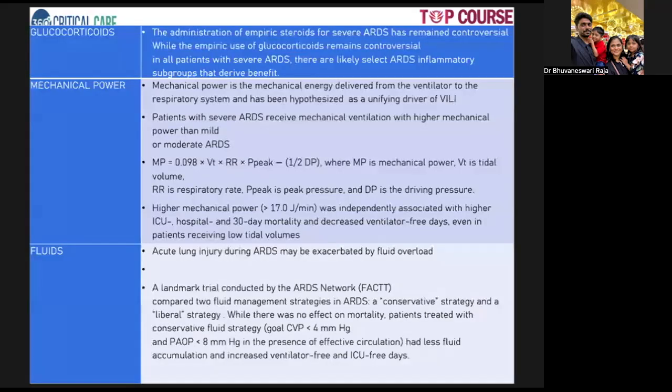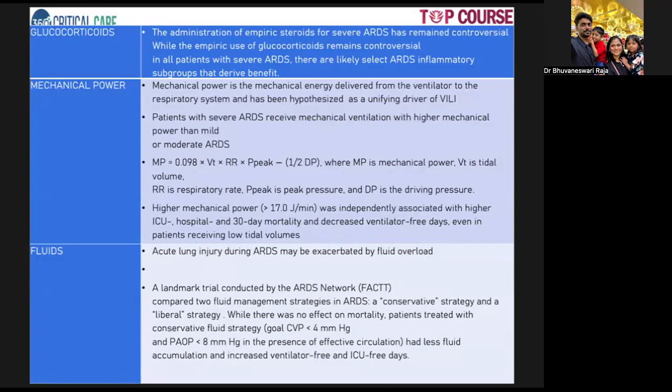Coming on to other rescue strategies, number one is glucocorticoids, which we had discussed when we discussed steroid use in ICU. The administration of empiric steroids for severe ARDS has always remained controversial. While empiric use of glucocorticoids remains controversial in all patients with severe ARDS, there are likely selected ARDS groups, like inflammatory groups or COVID-19 groups, as in the DEXA-ARDS trial, that can benefit from glucocorticoids.